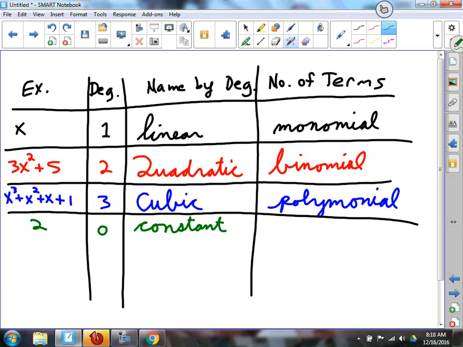It's not very exciting when you graph it. It's just a horizontal line because it only has one term. It's called a monomial, of course.